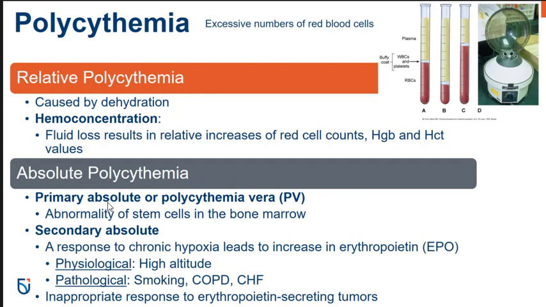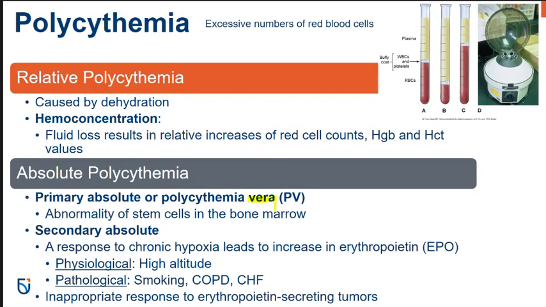But with absolute polycythemia, we have two main types. There's primary and secondary. Primary absolute polycythemia is also known as polycythemia vera. So that's a key word there, the vera.